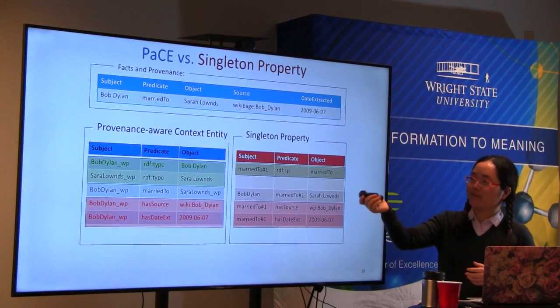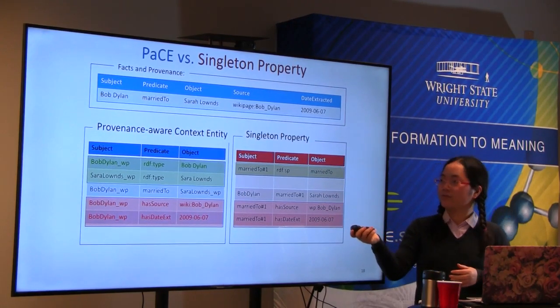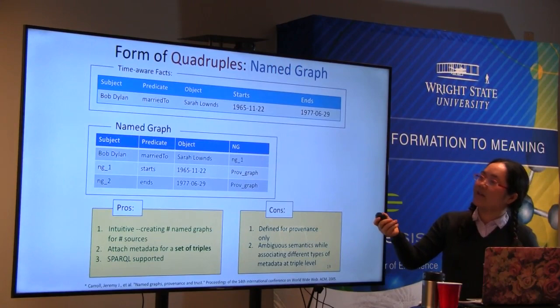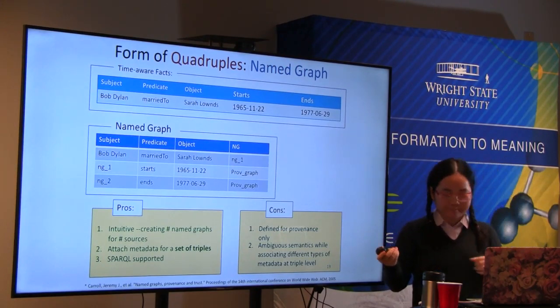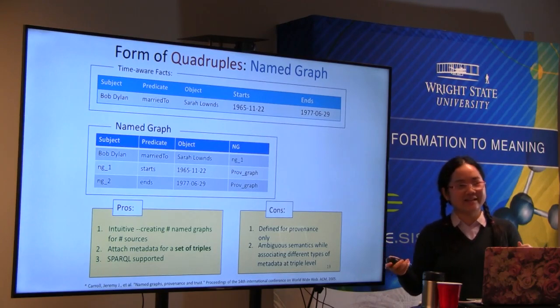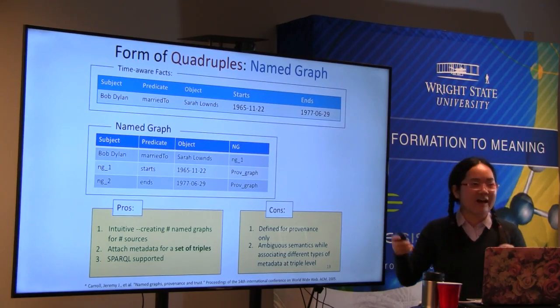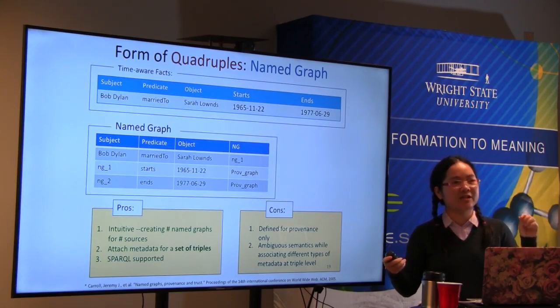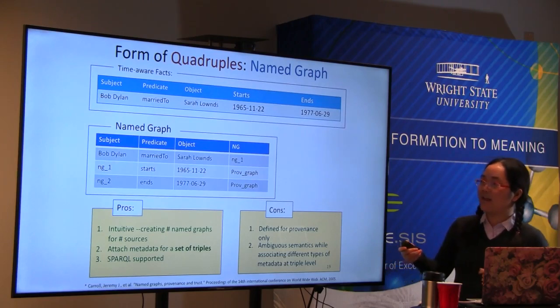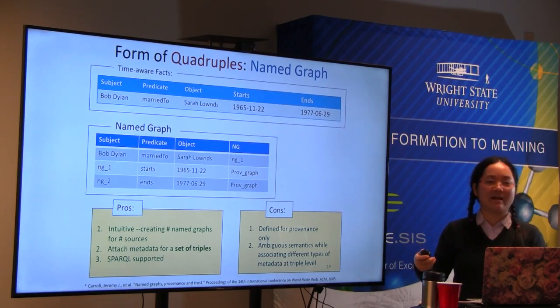And this is how we represent it using the SE approach. The second category is the name graph. The basic idea of the name graph is not for representing a triple. It is for grouping a set of triples into the same name graph, and they give it a name so that it can be referred to.